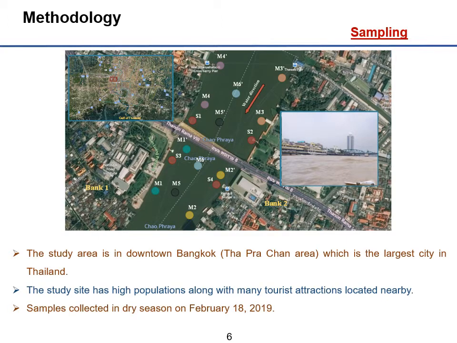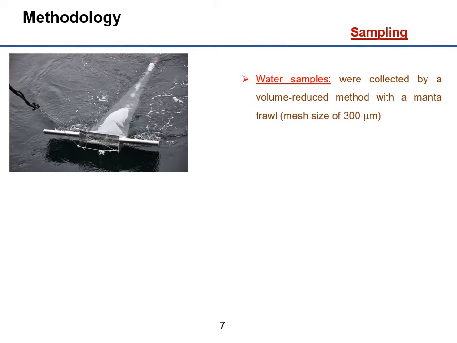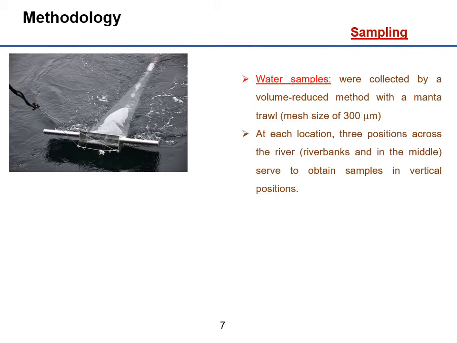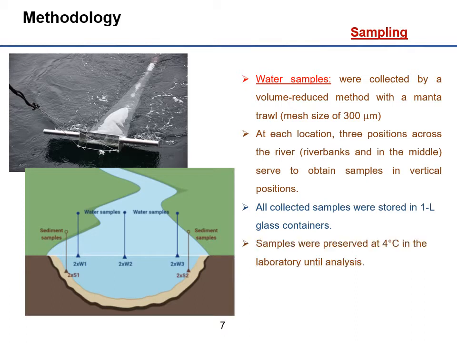The samples were collected in the dry season on February 18, 2019. The water samples were collected by a volume-reduced method with a mesh size of 300 micrometers. We can see this from the figure here. At each location, 3 positions across the river, that means the river banks and the middle position, were collected. All the collected samples were stored in 1 liter glass containers and preserved at 4 degrees Celsius in the laboratory until further analysis.